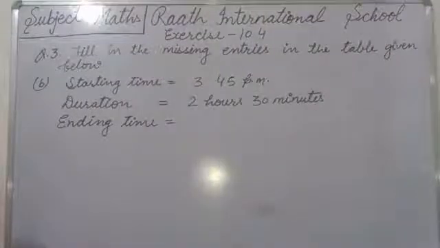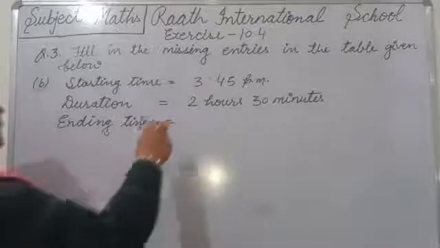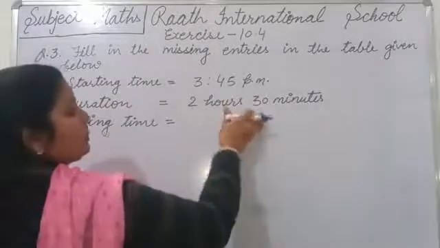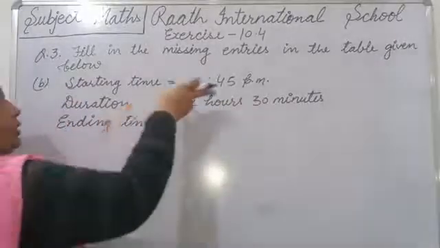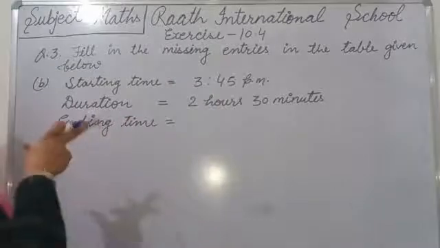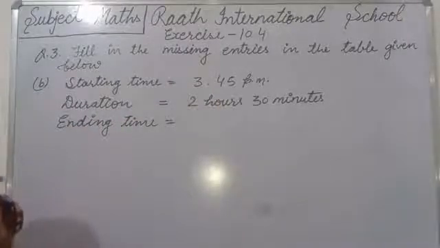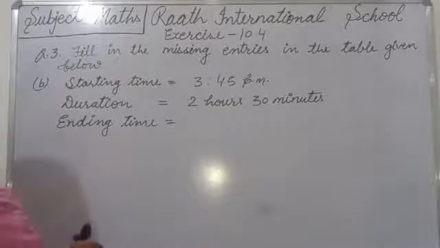B part. Here is given starting time and duration. Okay. In this we have starting time and duration. Duration means how much time this activity takes. So starting time is given here 3:45 PM and duration is 2 hours 30 minutes. Meaning some work started at 3:45 and that takes 2 hours and 30 minutes to complete that activity. Means 2 hours 30 minutes later it will finish.